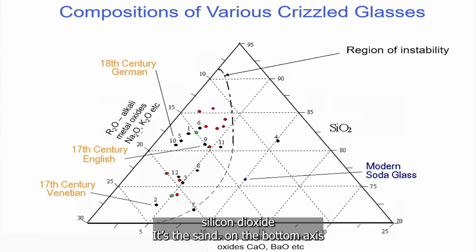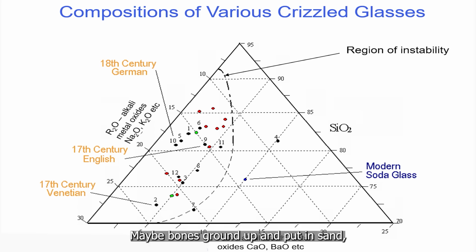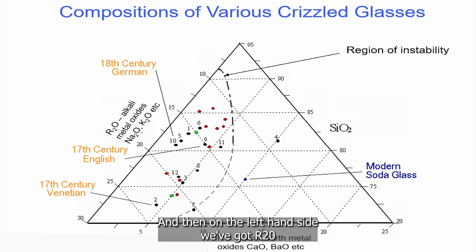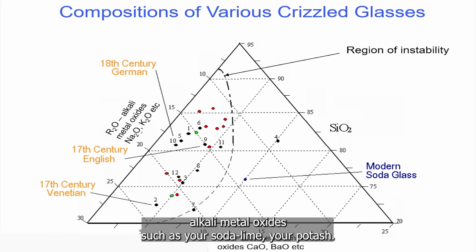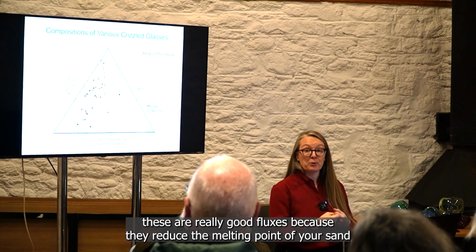On the bottom axis, you've got RO, which is alkali earth metals, which are additives such as calcium, which would be calcium carbonates, maybe bones ground up and put to the sand, which helps to stabilize glass, which is a good thing. And then on the left-hand side, we've got R2O, alkali metal oxides, such as your soda, lime, your potash. These are really good fluxes because they reduce the melting point of your sand.